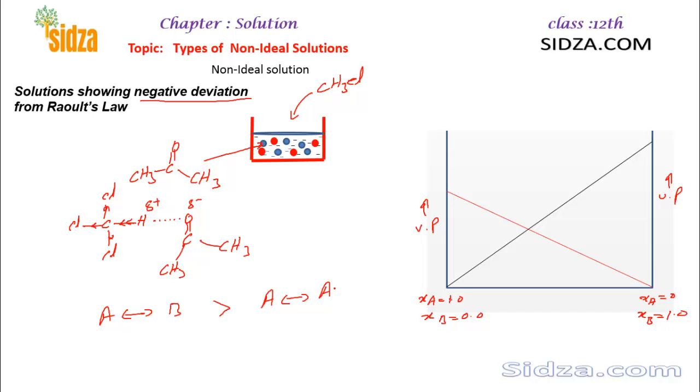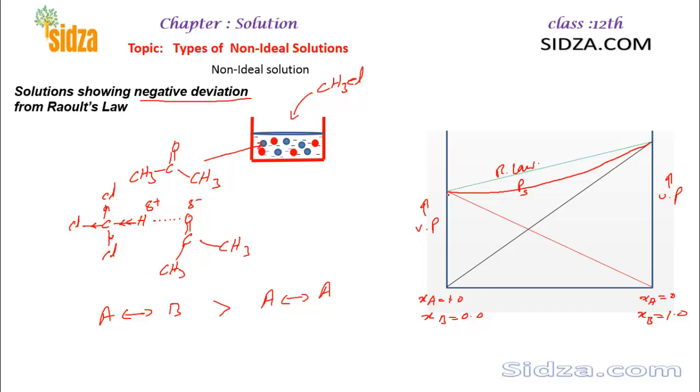Therefore, in this case, the vapor pressure of the solution will not be what you expect as per Raoult's law. Rather, it will be less than what you expect from Raoult's law. It will be like this. This is the vapor pressure of the solution.